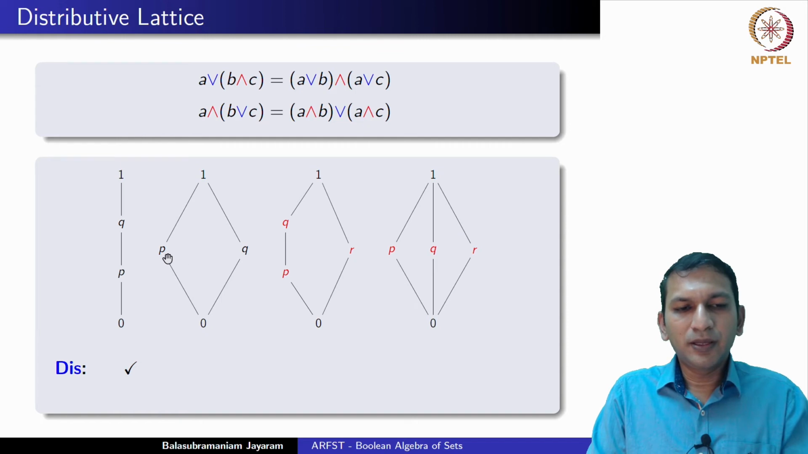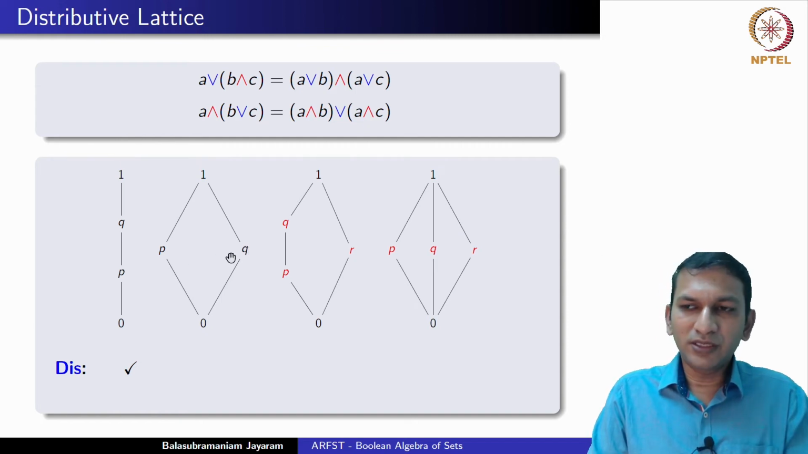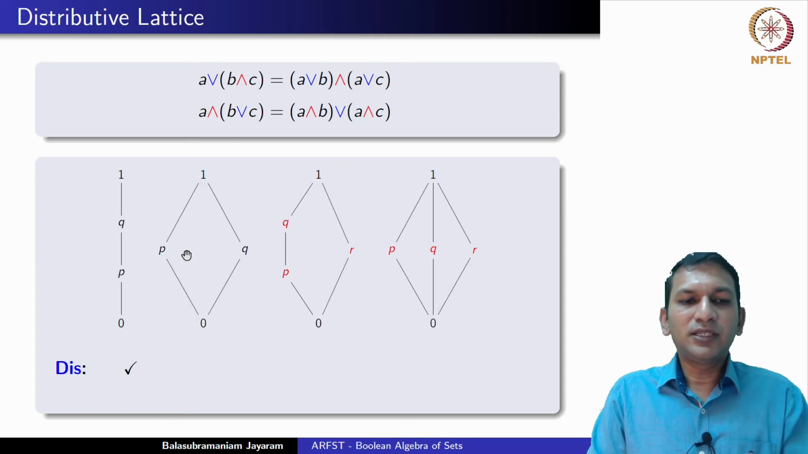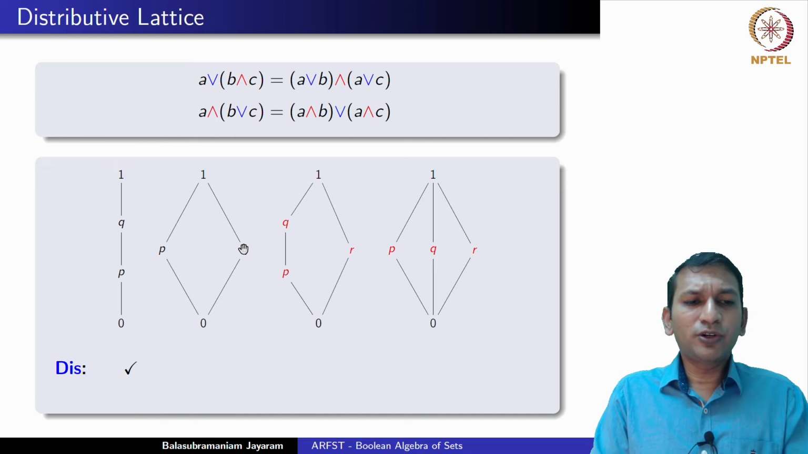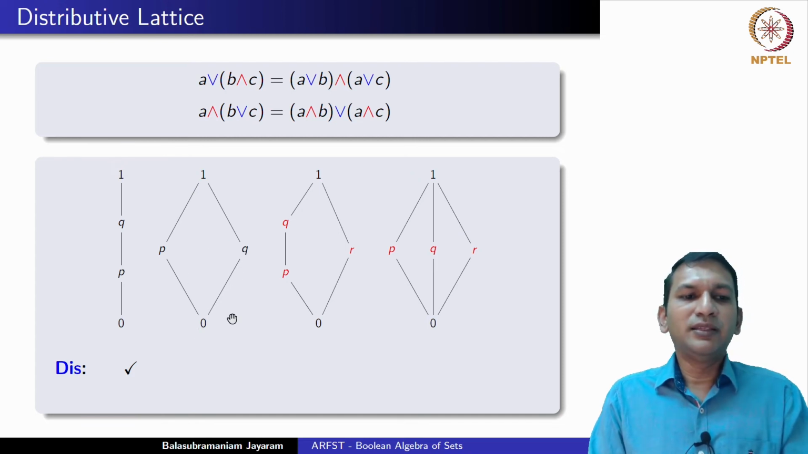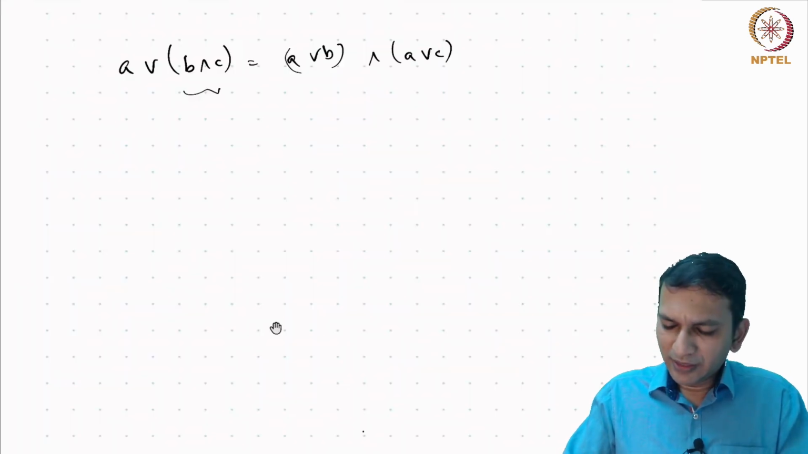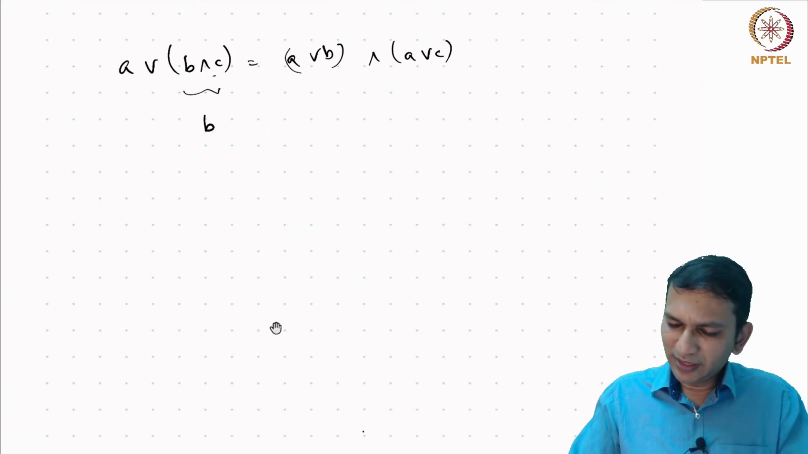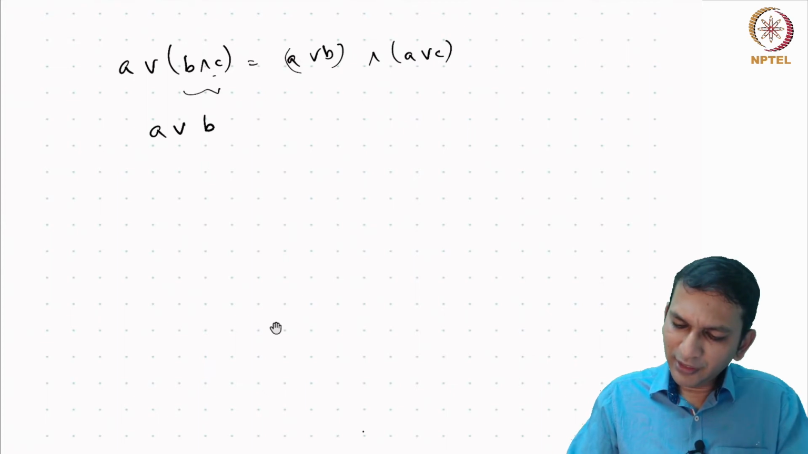Look at this. If you are looking at P meet Q, essentially we know that the meet operation is also the infimum. So that is the infimum of P and Q, the greatest lower bound of P and Q, which is actually 0. It's neither P nor Q. However, this cannot happen in a chain. Thus, for A join (B meet C), if we have this B meet C, it is either B or C. Let's assume that it is B. And we have A join B.